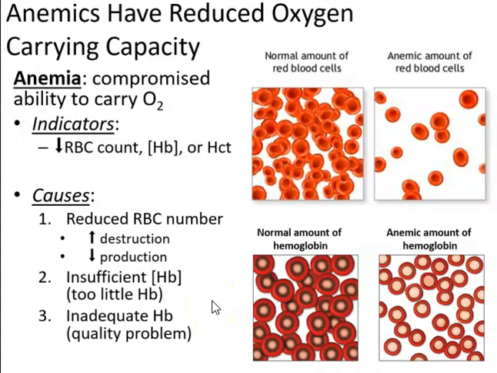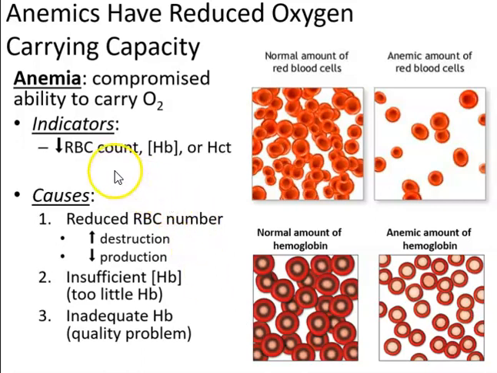So patients with anemia have a reduced oxygen carrying capacity. I went over this in lecture, but basically with anemia you have a compromised ability to carry oxygen. Indicators of anemia include a reduced total red blood cell count, a decrease in the hemoglobin concentration to possibly 12 grams or below, and a reduced hematocrit percentage. Less than 32% can also be considered anemia.